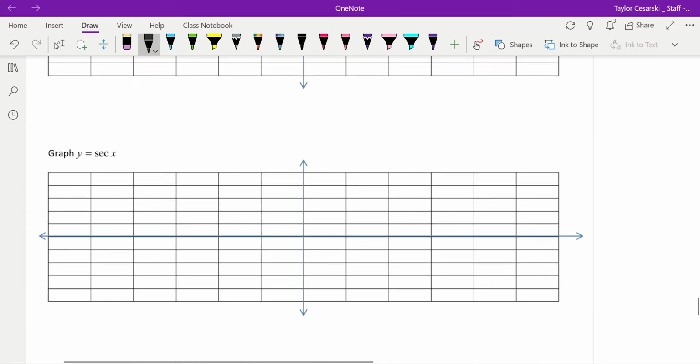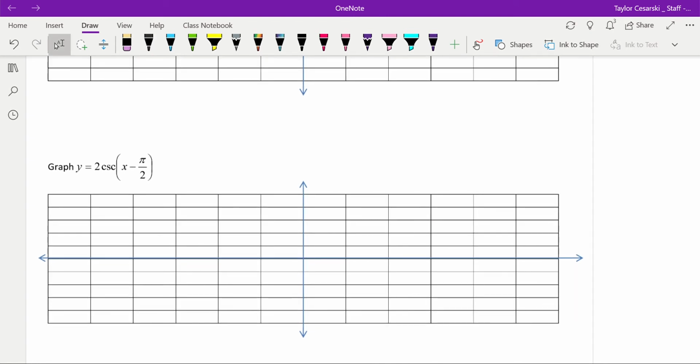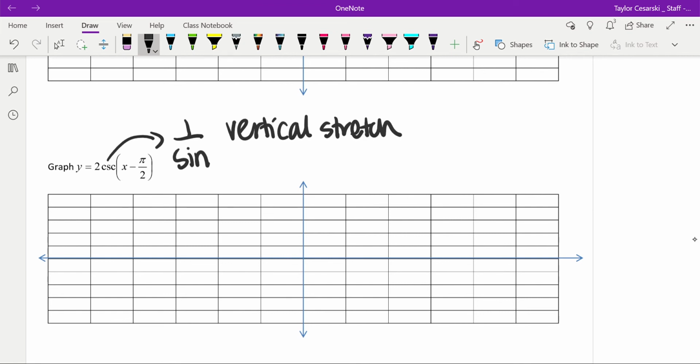All right, so let's go ahead and graph one with a transformation. So let's go down to 2 cosecant of x minus pi over 2. Okay, so this has, first of all, cosecant is 1 over sine. This has a vertical stretch by 2, and we're going to go right pi over 2.